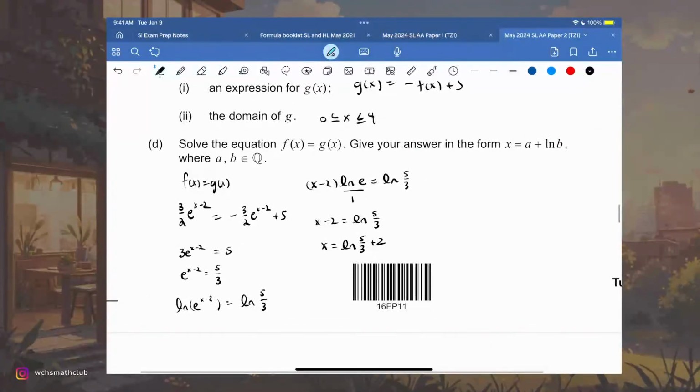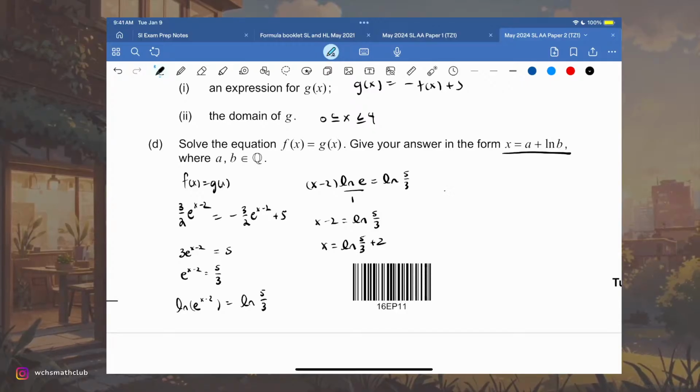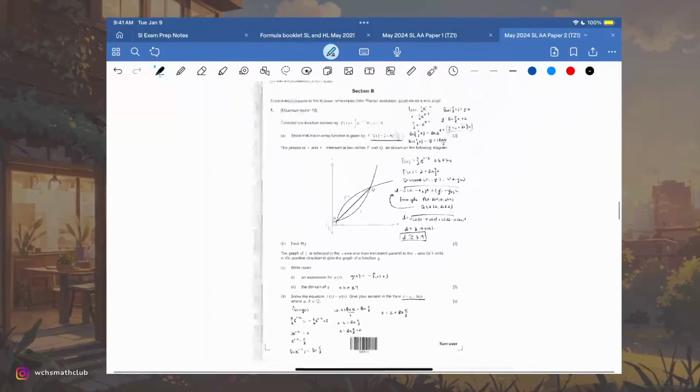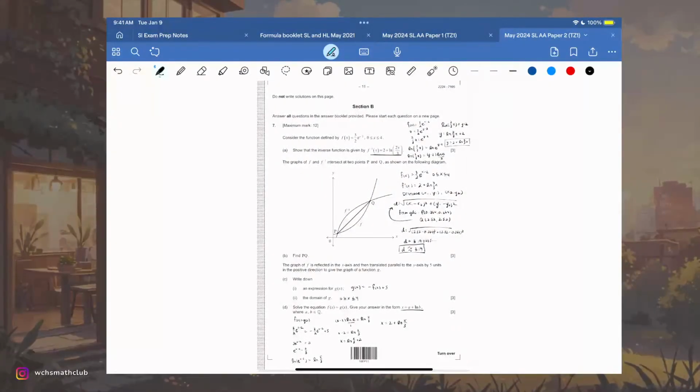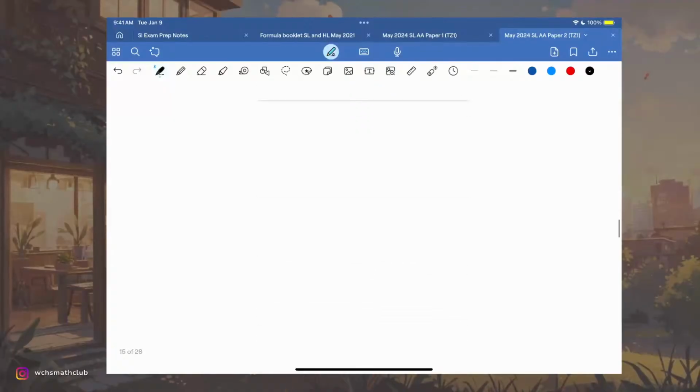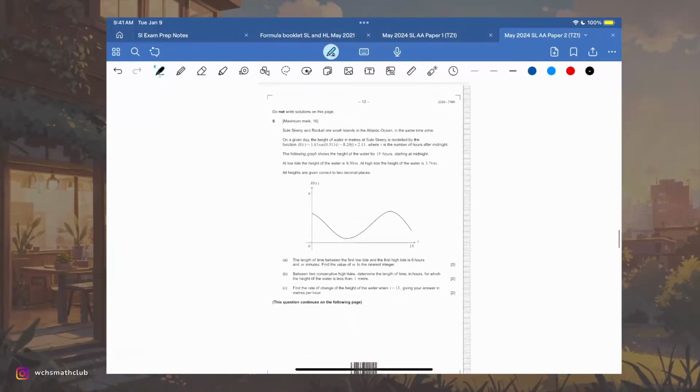However, it asks you to put it in the form of x equal to a plus ln b, so you can just write it as x is equal to 2 plus ln 5 over 3. So that will be your answer for section B. Okay, so now we can move on to question 8.